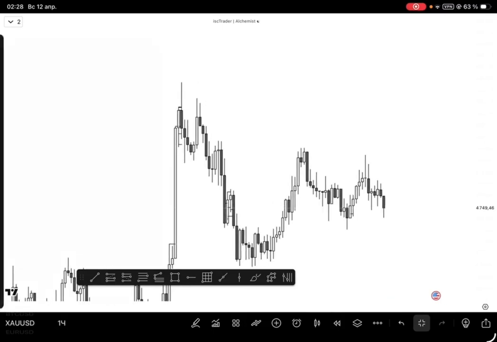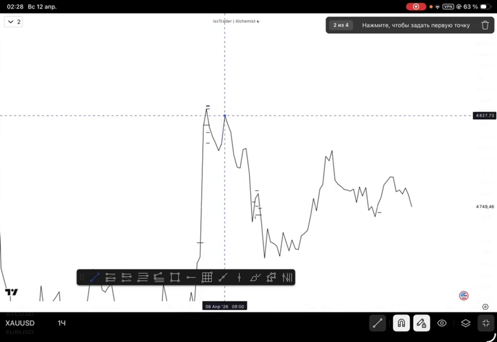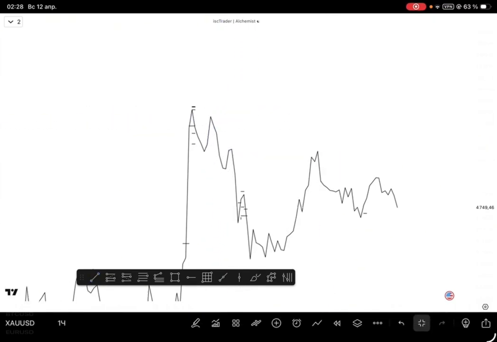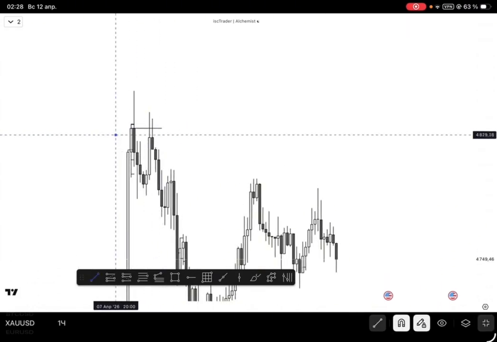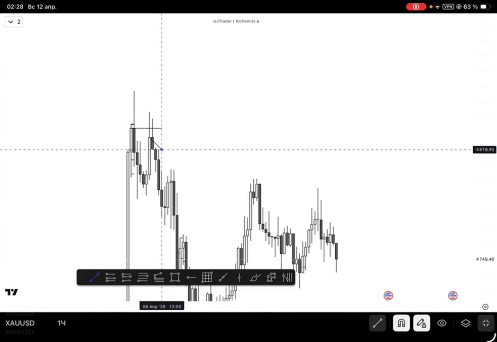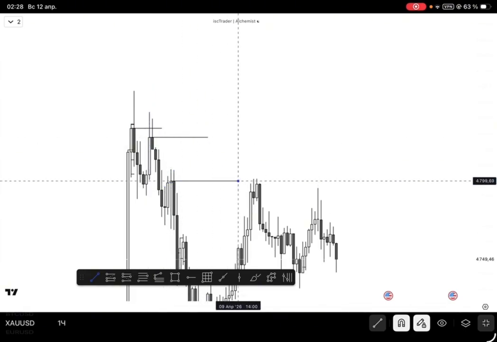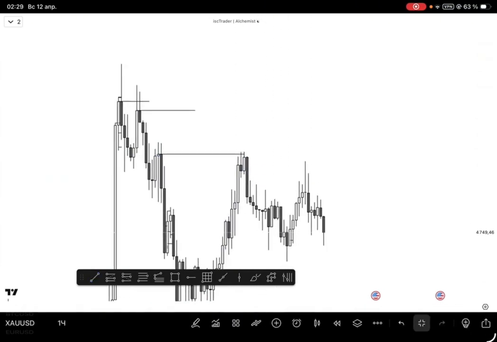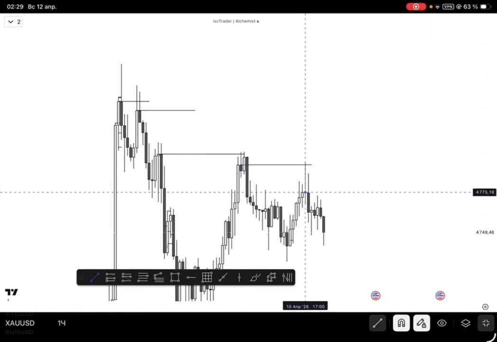Resistance, resistance zones. Resistance, and it's getting a reaction. And we have the next resistance zone. And there is also a third resistance zone. This zone is also working, and the next one is another resistance. Okay, there's one here too. And another resistance, something like that.